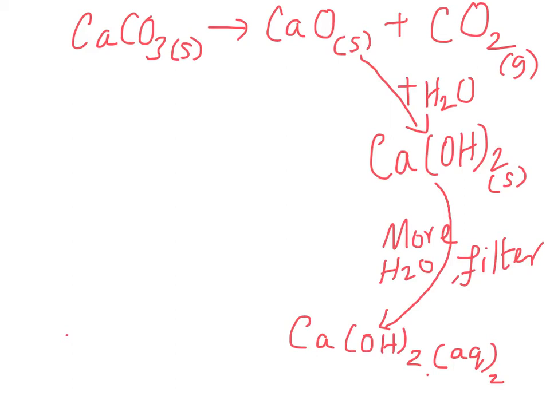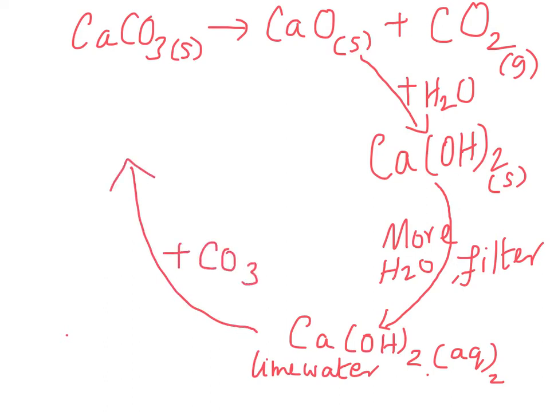Okay, so this is our lime water, and this looks just like water. It's clear. Now if you pass carbon dioxide gas through the lime water, you're back to the calcium carbonate solid, which is the white cloudy precipitate that you get from this chemical reaction. So whenever you pass carbon dioxide through this, you're back to calcium carbonate, and this is referred to as the limestone cycle.